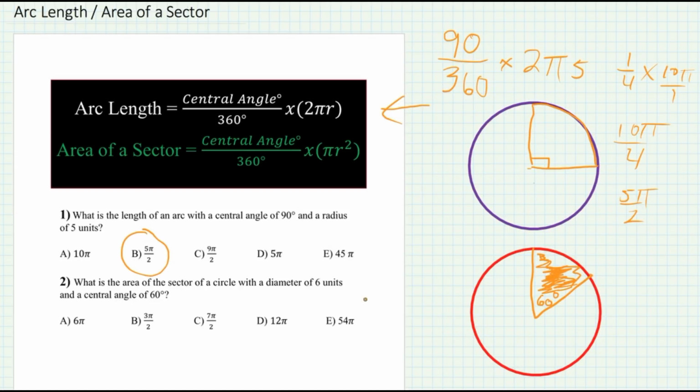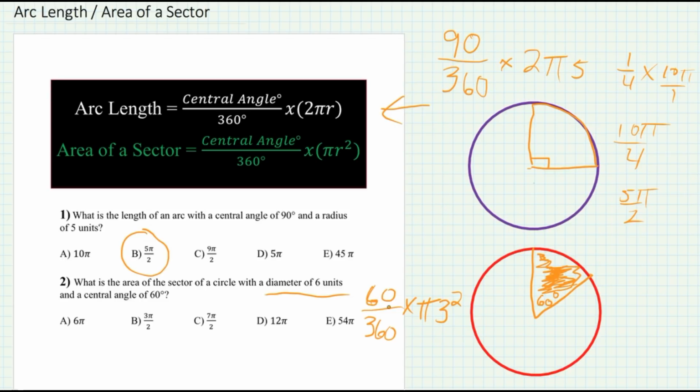And the way to get that is to use the area of the sector formula, which is the central angle, which is 60 in this case, over 360, times the area, which is pi r squared. Pi times the radius squared. Well, the diameter is 6 units. Be careful here, which means the radius is only 3 units because the radius is half of the diameter. So it's pi 3 squared.